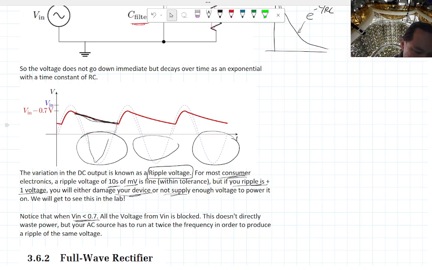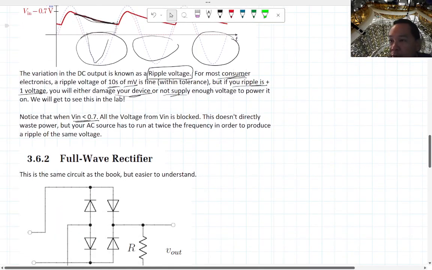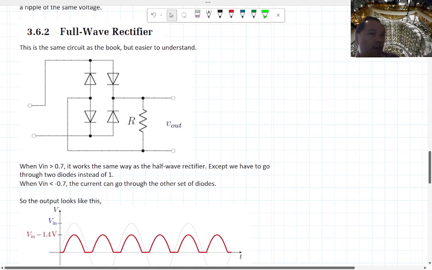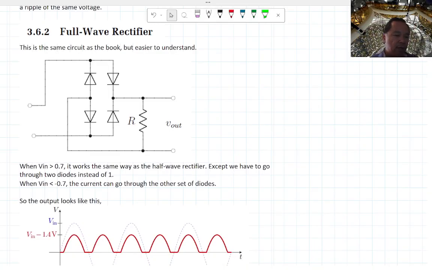So this is where the next circuit comes in useful, which is the full wave rectifier. The book has a fancy, diamond shaped version of it. I like this version from a different book because it's easier for me to analyze. So over here on the left hand side, you have Vin, some AC source. Let's assume that Vin is positive and 0.7 volt above.